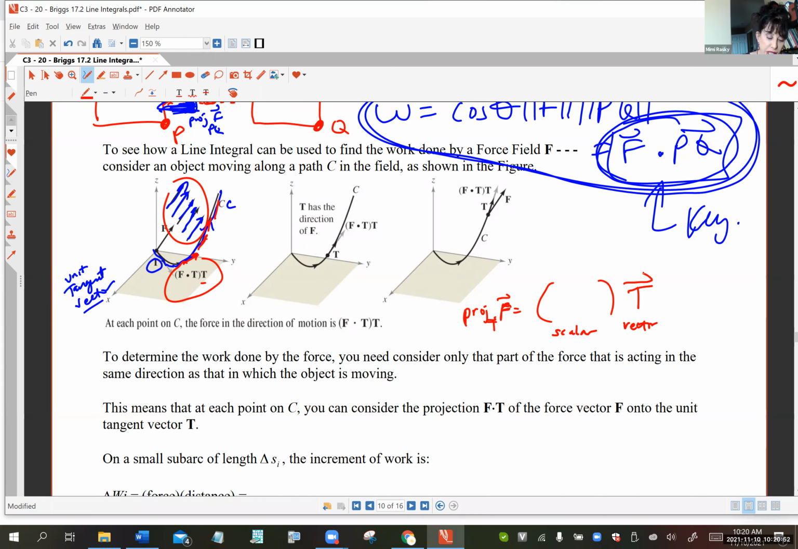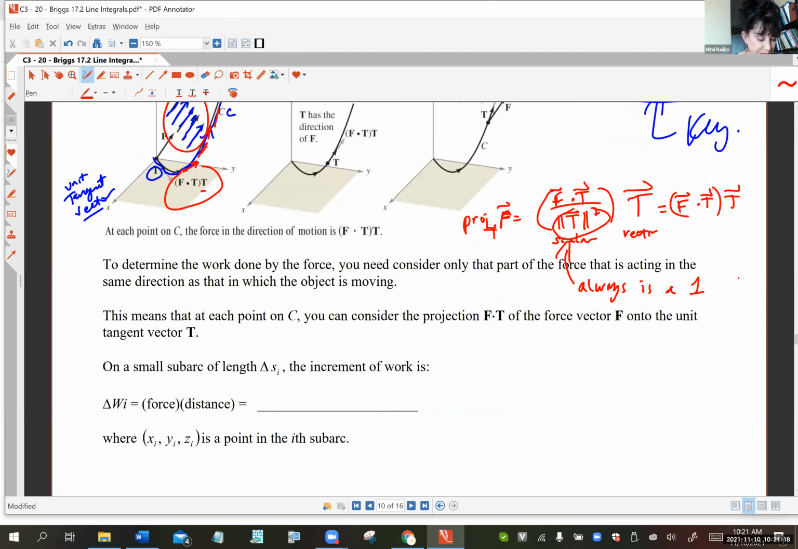And the vector is going to be the unit tangent vector, and the scalar involves the dot product of F and the unit tangent vector all over the magnitude of the unit tangent vector squared, but that's always going to be 1. Well, how come? Because the unit tangent vector's magnitude is 1. And so that's why they write it as F dot T, T, like so. And so there you have that projection.